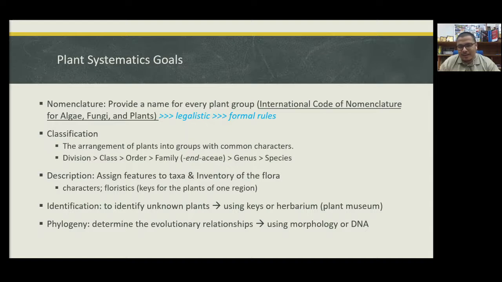I think we have already discussed this in the previous class. Our last goal in plant systematics is to get the phylogeny, that is, determining the evolutionary relationship of the plants. We have already seen some phylogenies when we looked at those phylogenetic trees to determine the taxa. Nowadays we use mainly DNA evidence, but in some cases we still use morphology.